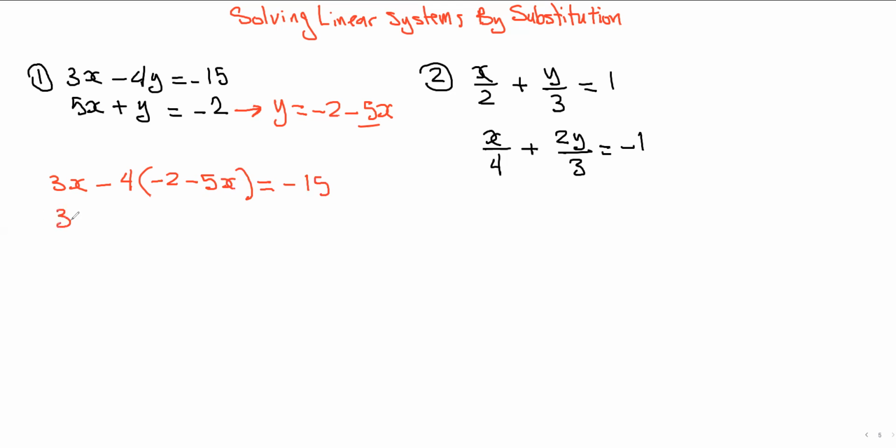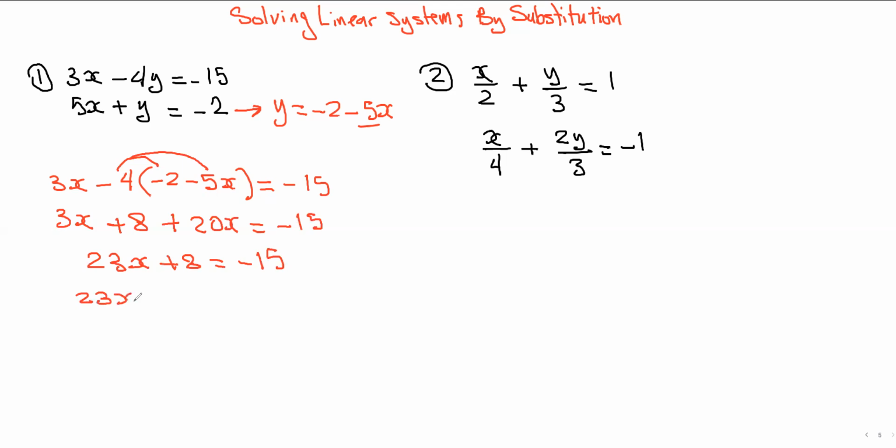So we have 3x. We got to distribute the -4 into here and to here. And always remember, when you have a negative number distributed into the brackets, it changes the signs inside. So this is going to be +8. And the other one is going to be +20x equals -15. Now 3x plus 20x is 23x plus 8 equals -15.